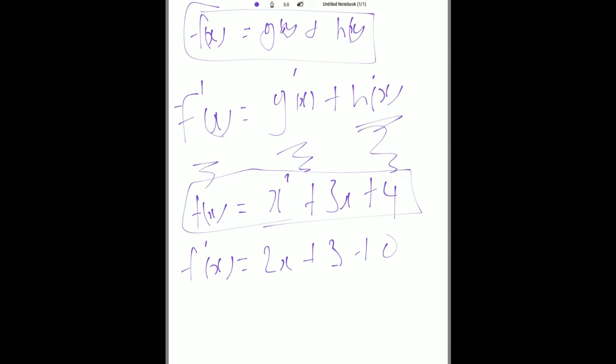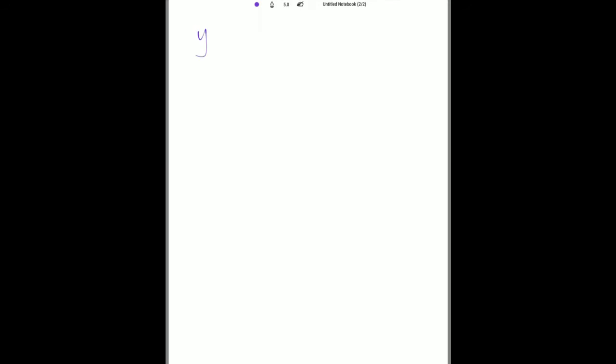What about other possible combinations of functions? Let's say that we're looking at the product of two functions. Now we're going to call these functions u and v. So y is equal to the product of u and v. How do we find y prime? Y prime would be equal to u prime times v plus v prime times u.